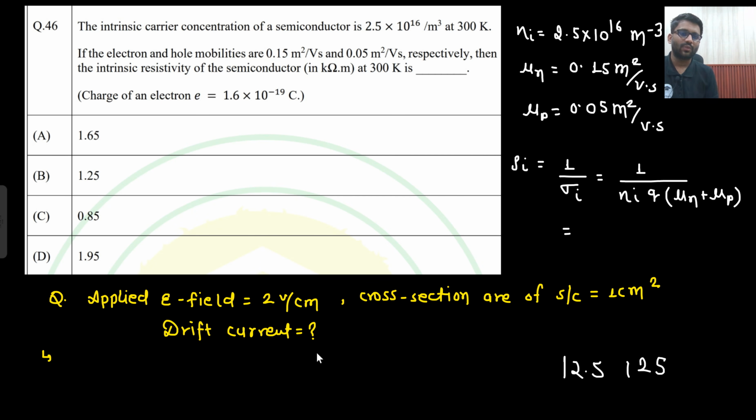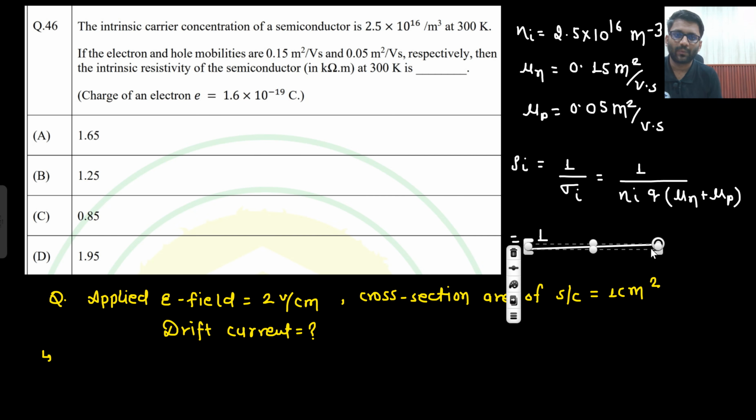In the examination, if I need to solve the question faster, I would know that here my decimal point would not matter because all the options are different. So I can solve it faster, but here I will solve in a correct manner only. So what is the correct manner? Correct manner is 1 upon ni value, which is 2.5 into 10 to the power 16. q value is 1.6 into 10 to the power minus 19, and mu n plus mu p will be 0.2. When you solve it, 1.25 will come out. This will be the answer.